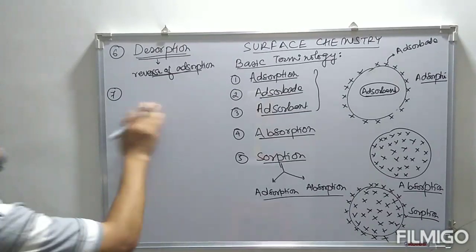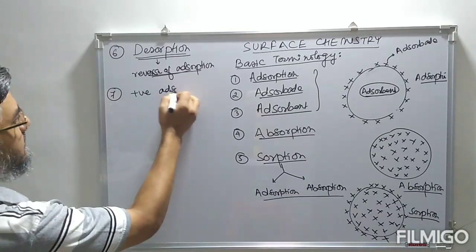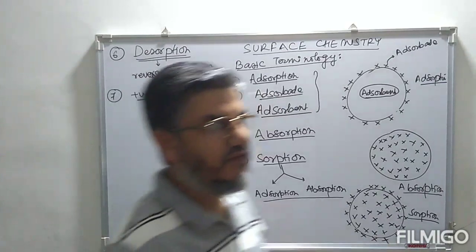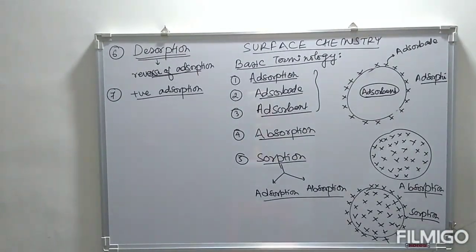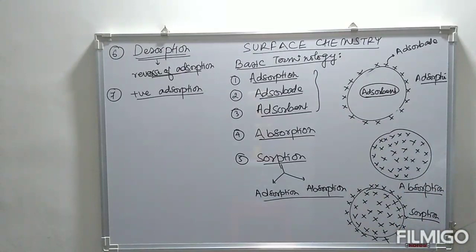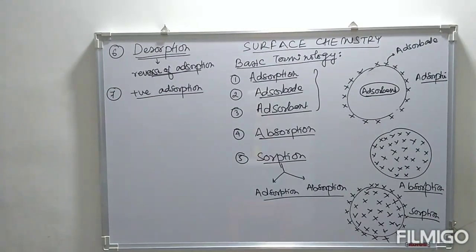Then we have positive adsorption. In positive adsorption, the concentration of the adsorbate molecules is more on the surface than in the bulk. So we may have a number of processes in which the concentration of adsorbed molecules is more on the surface rather than in the bulk. Those types of adsorption are known as positive adsorption.